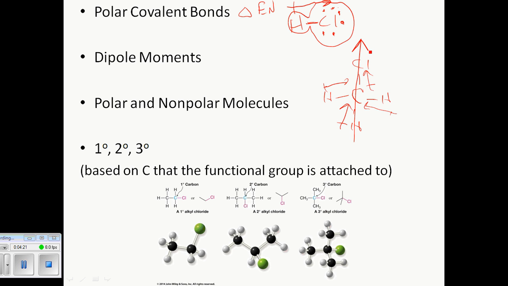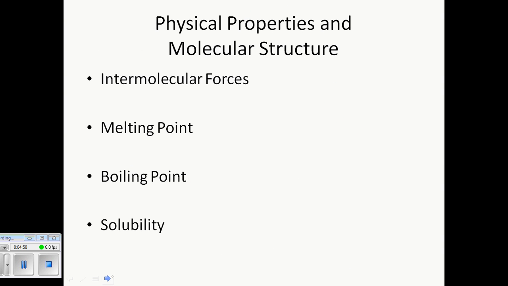Another thing we get into in this chapter is talking about molecules with functional groups and describing them as primary, secondary, tertiary. So when we do that, that's based on the carbon that the functional group is attached to. So as you can see below here, we have a primary carbon, secondary carbon, and tertiary carbon. Each one has, so the primary has 1 carbon attached, the secondary has 2 carbons attached, tertiary has 3 carbons attached to that carbon that's attached to the halogen.